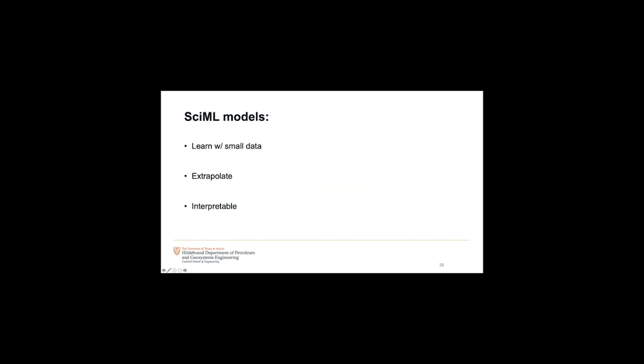So in summary, SciML models can learn with small data, as we demonstrated. They can extrapolate outside the training data well, and because they're small, often they can be interpretable.